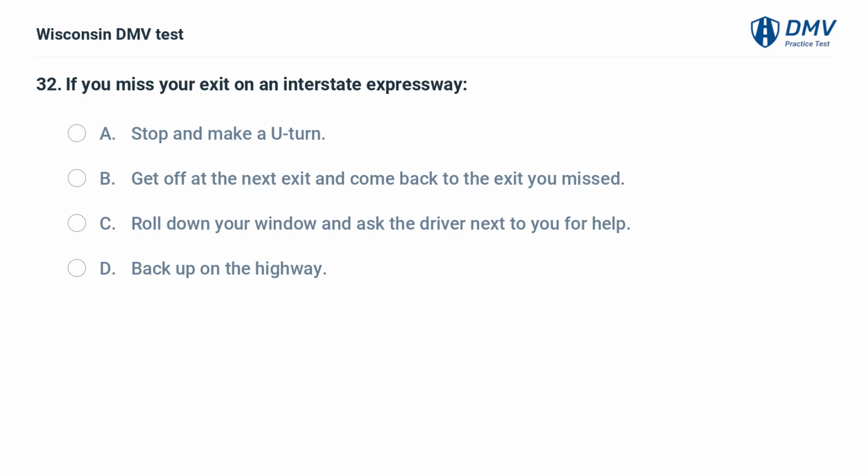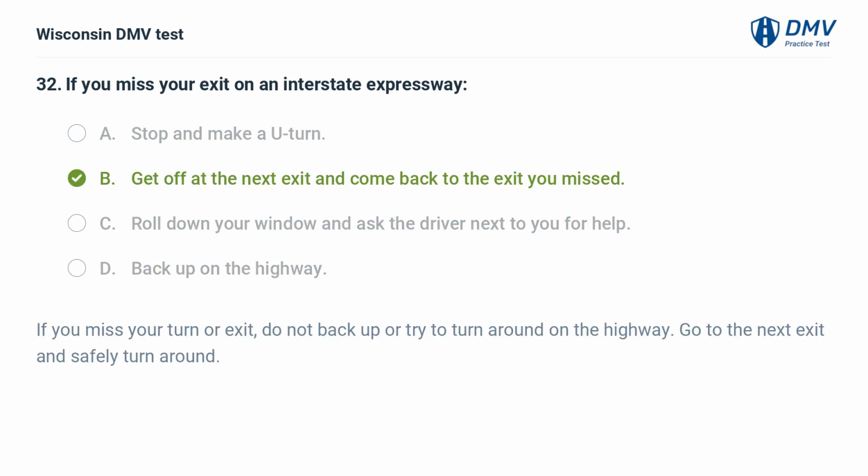If you miss your exit on an interstate expressway, A. Stop and make a U-turn. B. Get off at the next exit and come back to the exit you missed. C. Roll down your window and ask the driver next to you for help. D. Back up on the highway. B. Get off at the next exit and come back to the exit you missed. If you miss your turn or exit, do not back up or try to turn around on the highway. Go to the next exit and safely turn around.